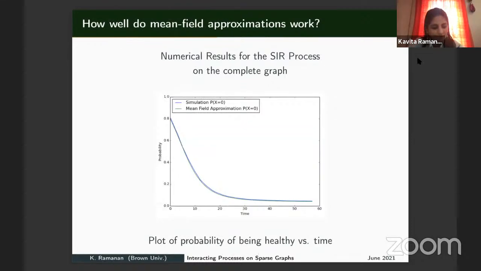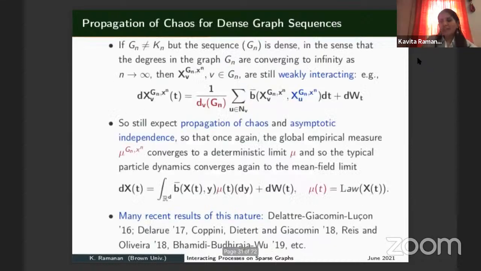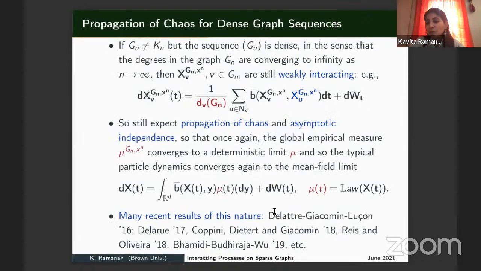Do you know if there is this kind of result for d-regular graphs? I'm going to talk about it. Okay, thank you for bringing that up. So Delattre, Giacomin, and Dusson actually brought up the question of what happens if, for example, nPn goes to some value C. So it's sparse, right? So I'm coming to that. But I mean for d-regular graphs with d going to infinity.